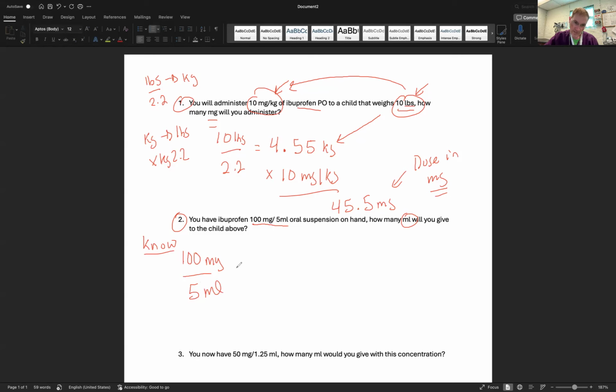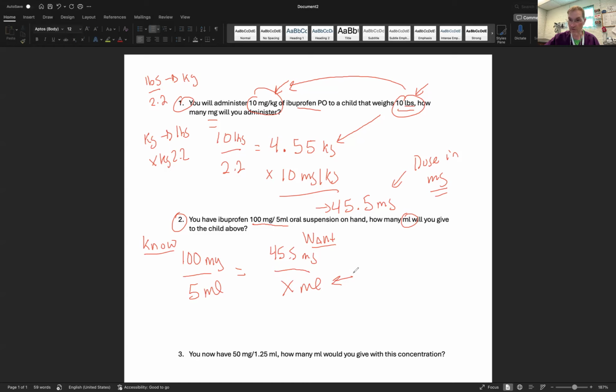On the right side, what do I want to know? I want to know how many milliliters to give my patient. And I know what the dose is. So if I have milligrams on top, I need to have milligrams on top here. So my dose goes over here, 45.5 milligrams. That's the dose over X milliliters. That's what I want to know right there.